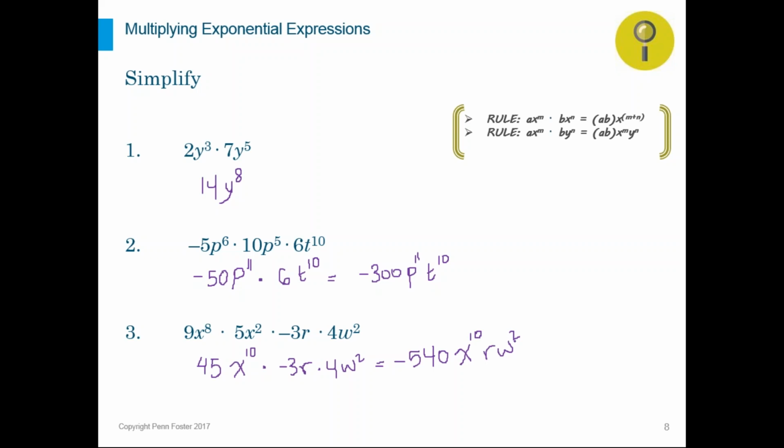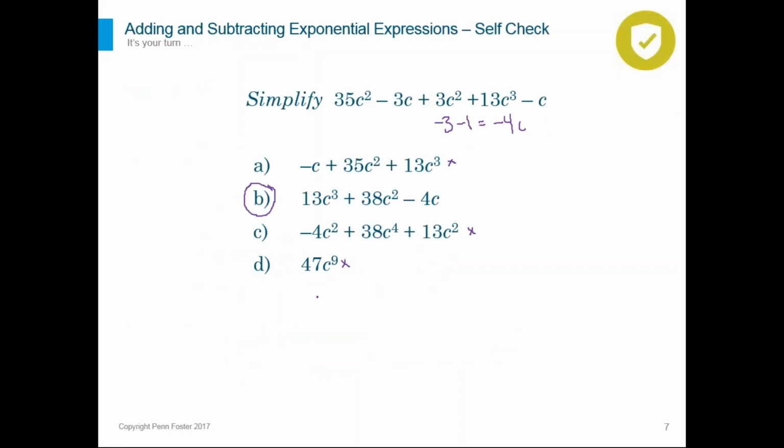Any questions so far? Before I go to the self-check for these questions, I'm going to go back for Tiffany for the question that she had on the self-check. Now, how did we come up with negative 4c?